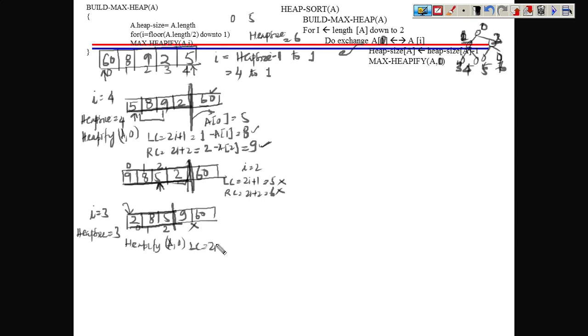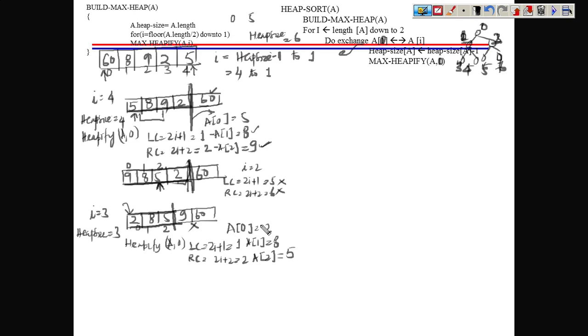The left child is 2i plus 1, so that is actually index 1. Index 1 is what? 8. And your right child is 2i plus 2, which is index 2. So a of 2 is 5, and you are calling Heapify at index 0, which is value 2.